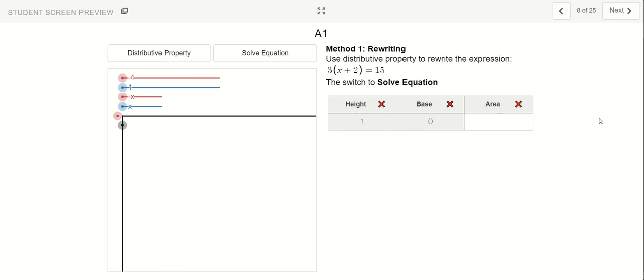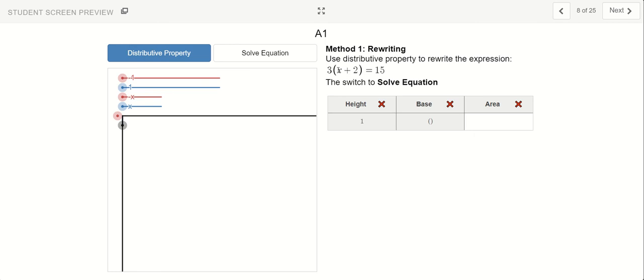So this first method we're going to look at is called rewriting. If I start off with 3 parentheses x plus 2 equals 15, how can I rewrite this part right here in order to solve the equation? One of the methods that we've been learning over the past few days was distributive property. So I could use the distributive property to rewrite this.